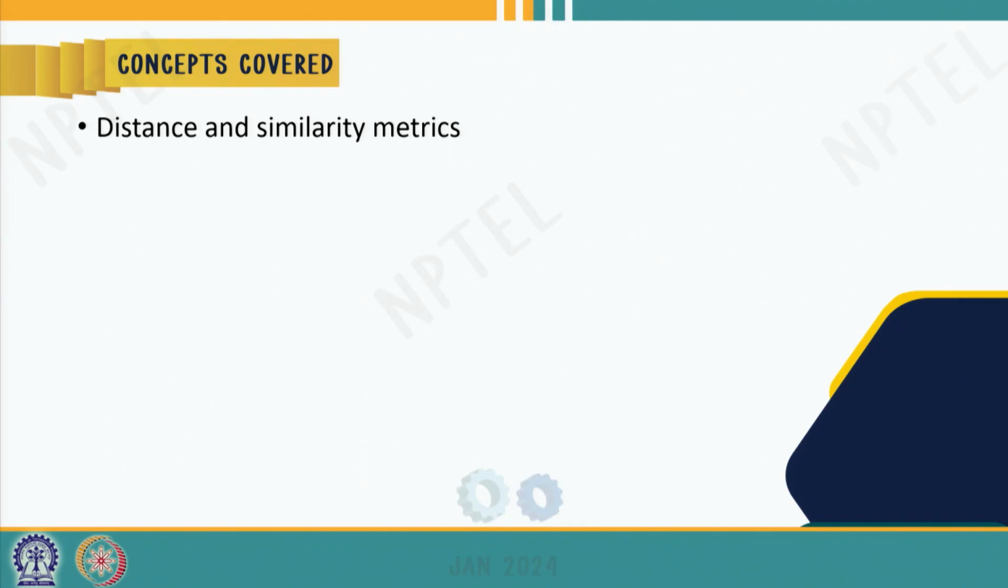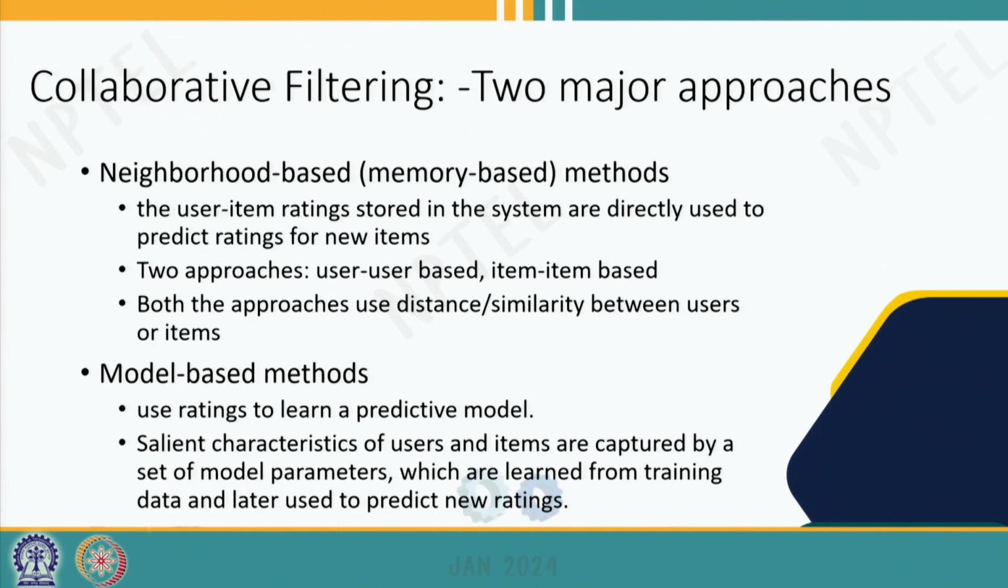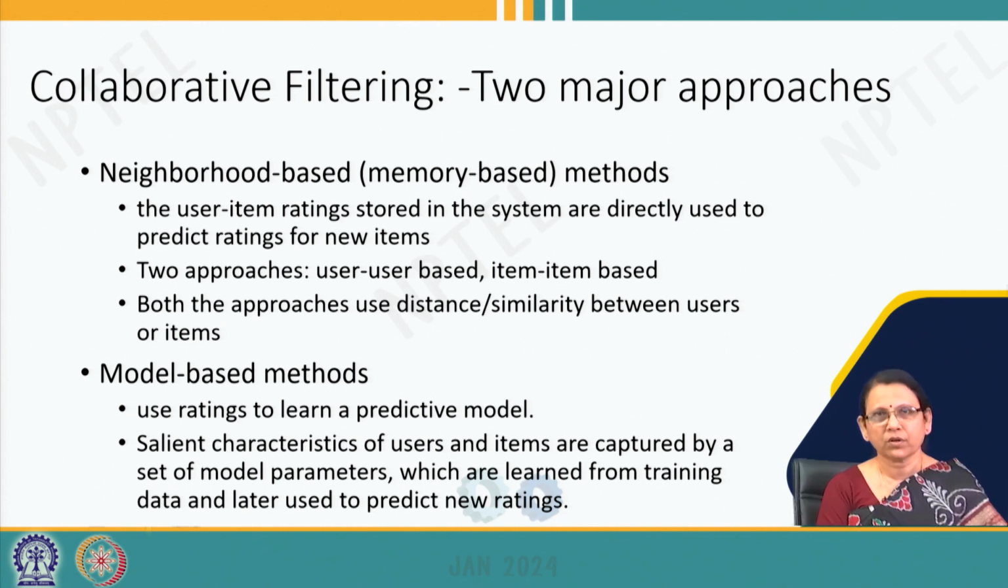So, these are the concepts, distance and similarity metrics, we are going to cover. To start with, let us look at collaborative filtering. Collaborative filtering has two major approaches, neighborhood based and model based. These neighborhood based methods are also called memory based methods because you have to actually remember the items. In case of neighborhood based, the only input that you get is the user item rating matrix.